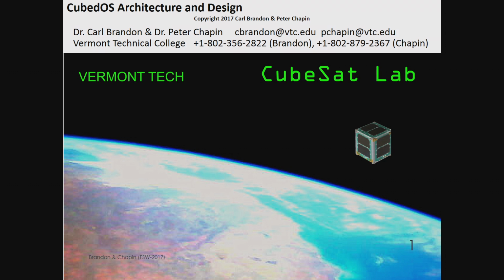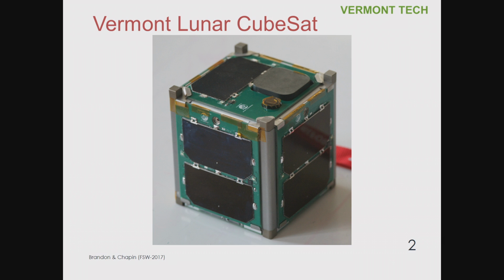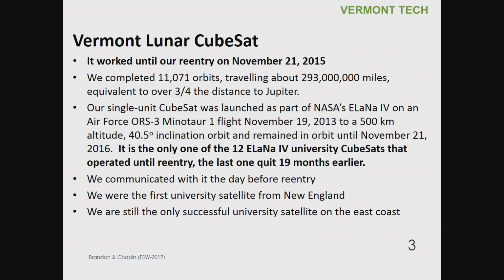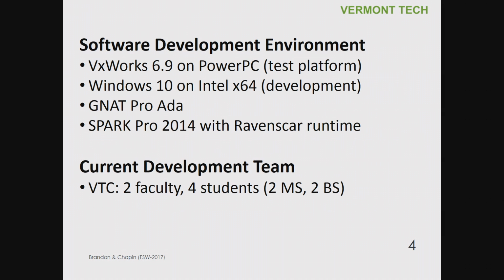This is a 1U, 1 kilogram, 10 centimeter cube CubeSat. Here's a picture of the CubeSat before launch. It was launched on November 19th, 2013, and was in orbit for 2 years and 2 days and worked. We communicated with it a few hours before it re-entered, and some statistics here about it. We did 11,071 orbits of the Earth. Unfortunately, it burned up over the mid-Pacific, so nobody saw it. It was during daytime. We were hoping it would burn up over Vermont and be cooperative so we could see it, but that didn't happen. But it worked, so that was the important part. And Peter's going to talk a little bit about the development environment.